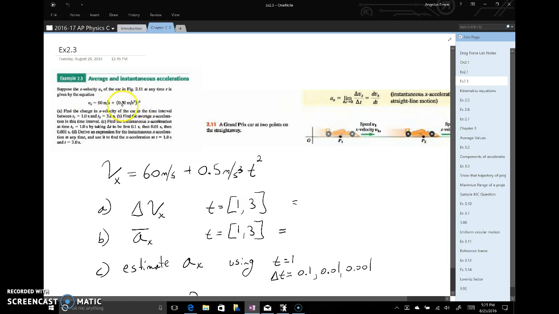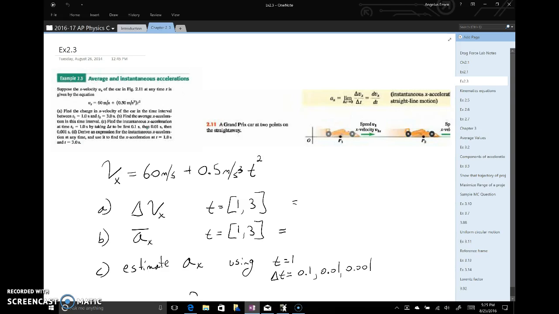So we've got our equation for the velocity, and they want us to find the change in the x component of the velocity of the car in the time interval 1 to 3 seconds. They want us to find the average x acceleration in that time interval, find the instantaneous acceleration by doing that same limit calculation, and then find an expression that'll give the exact instantaneous acceleration.